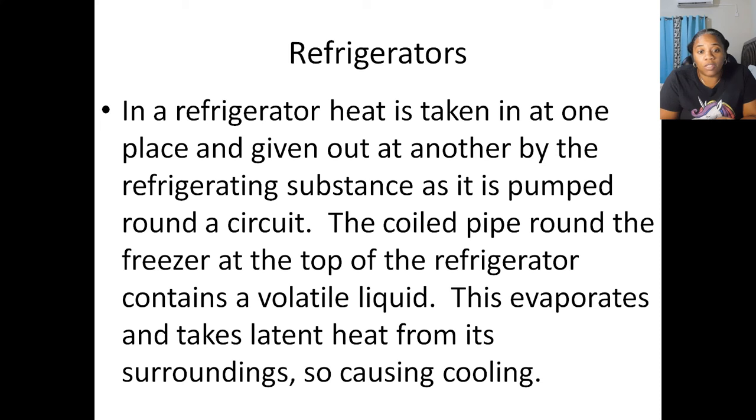Now, we have things in our homes that basically use the way latent heat works to operate the device. The device operates off of the removal of latent heat. For example, refrigeration. In a refrigerator, heat is taken in at one place and given out at another by the refrigerating substance that is being pumped around in a circuit. The coiled pipe round the freezer at the top of the refrigerator contains a volatile liquid. This evaporates and takes latent heat from its surroundings, so causing cooling.